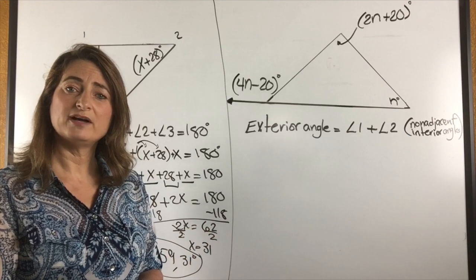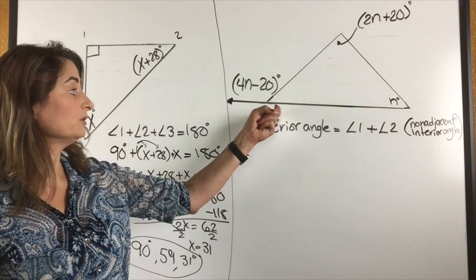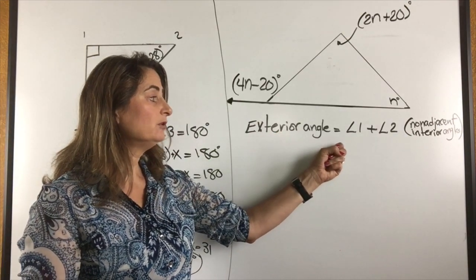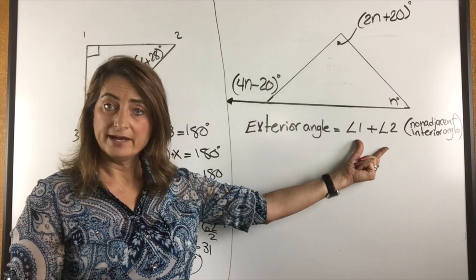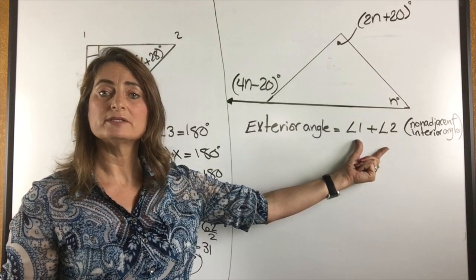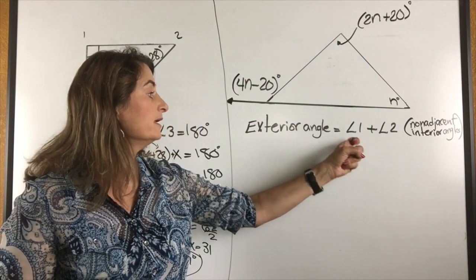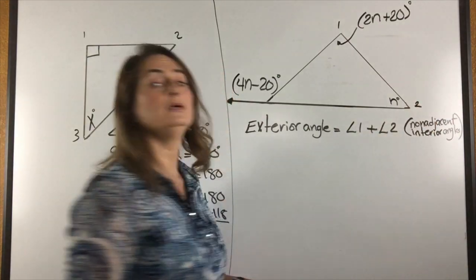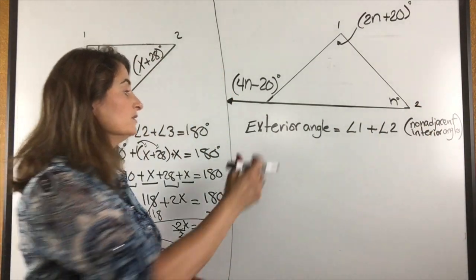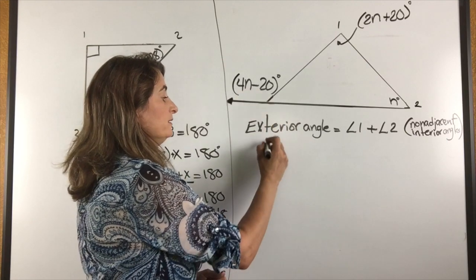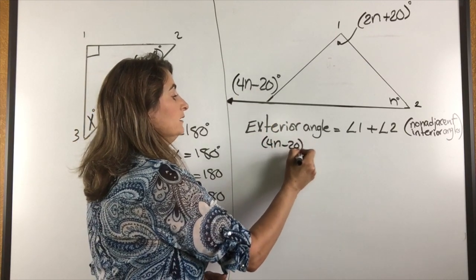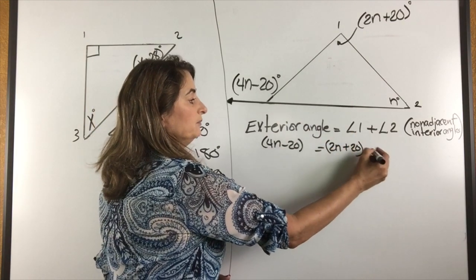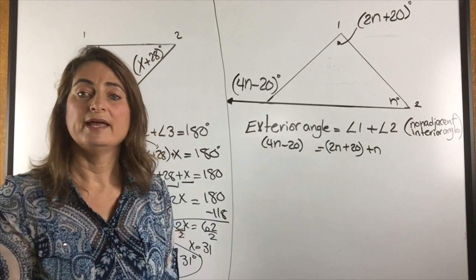In this case, we're trying to find the exterior angle. And I know this is an exterior angle because it's extended outside of the triangle. And the equation is: exterior angle equals the sum of the non-adjacent interior angles. So which angles am I using? Which two interior angles am I not using in the non-adjacent? Angle 1 and angle 2. So let's say this is angle 1 and this is angle 2, for me to substitute them in the equation. So the exterior angle, which is this one, 4n minus 20, equals angle 1, which is 2n plus 20, plus the second angle, which is n.